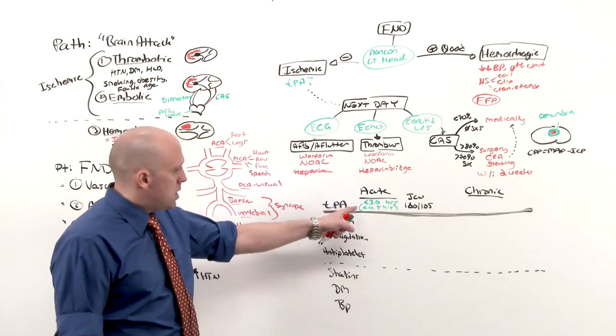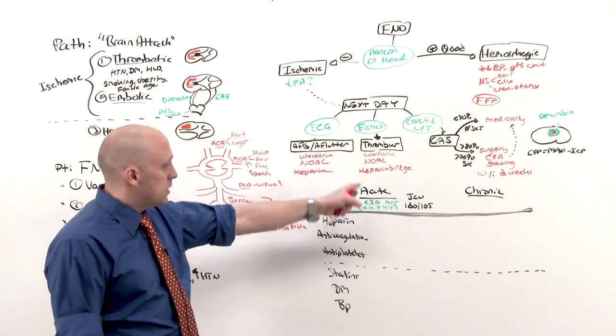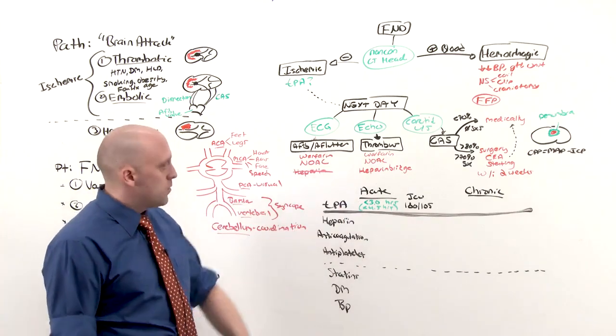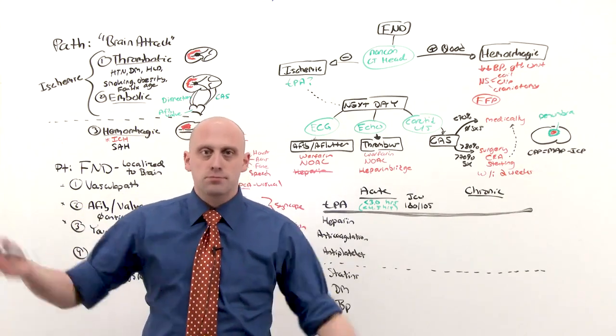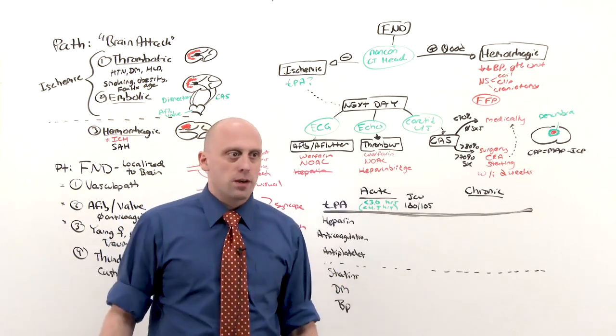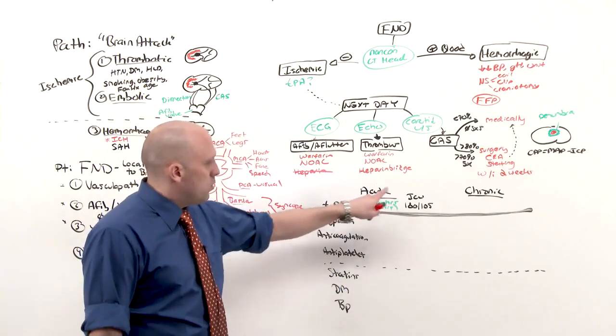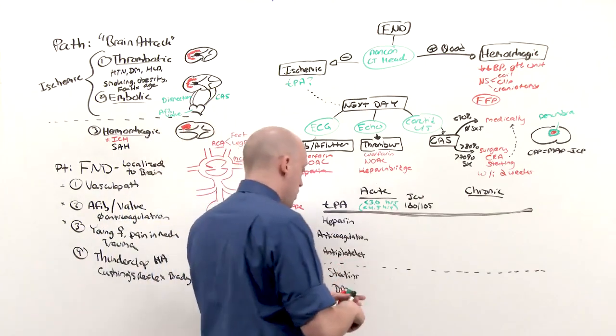But what I want you to see: obvious stroke, no bleed, less than 3 hours, give it. Or it's going to be the person was last seen normal 2 days ago, too late, no need to worry about it now. Within the window, get the blood pressure controlled and have no contraindications.